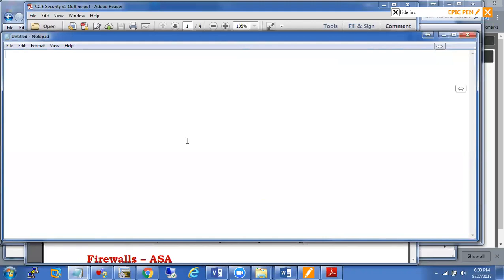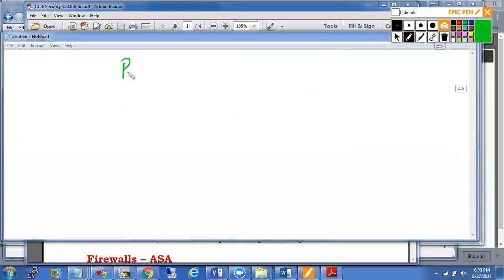Now, let's do this over here. We're not going to do it on a CA server. Here, we're going to do the same thing, making our router into a CA server. You know, your router can act as a DHCP server.